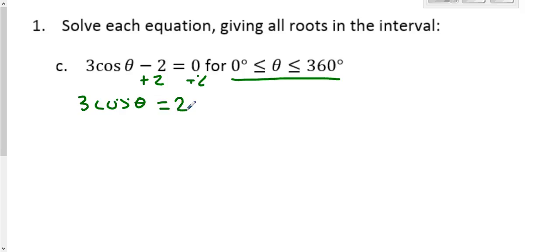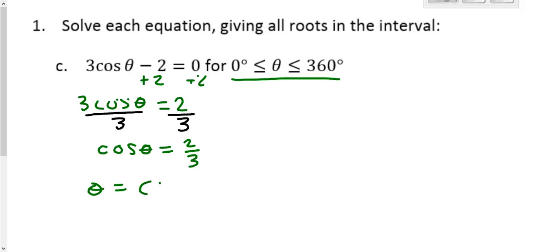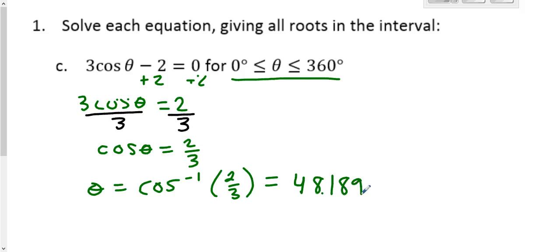is equal to 2. And from there, we need to divide by 3. So we will have cosine theta is equal to 2/3. And now we can do the inverse. So we will have theta equals the cosine inverse of 2/3. And when you plug that in your calculator, making sure that you are in degree mode, you will get 48.189. So that is our first answer.